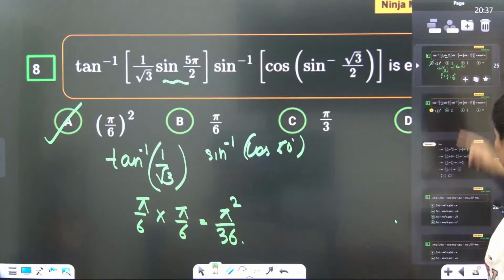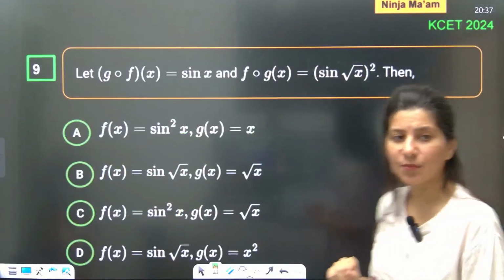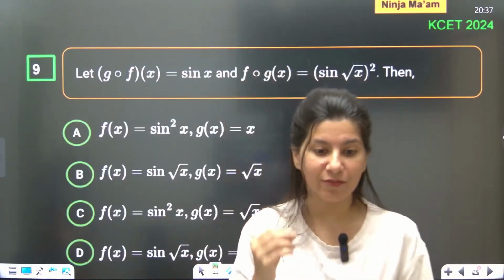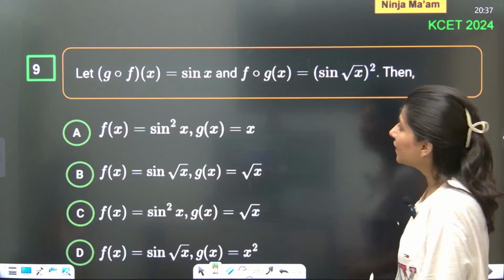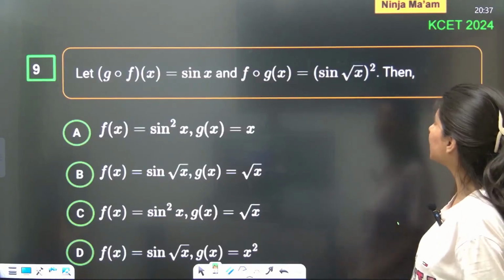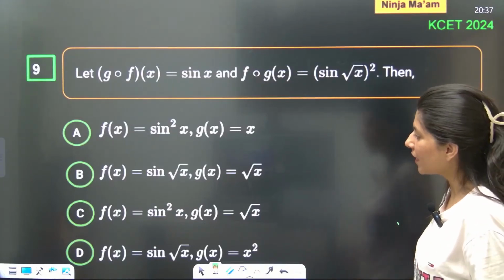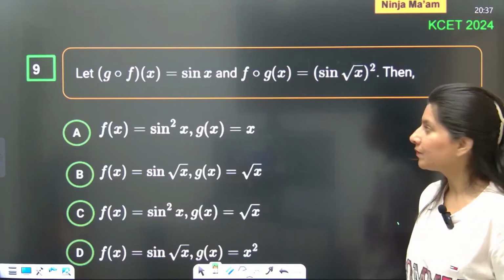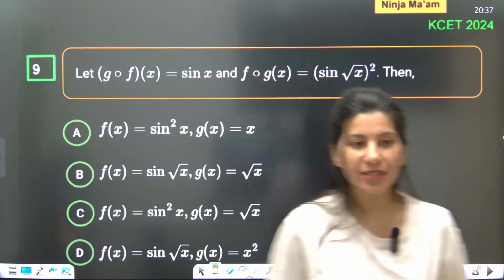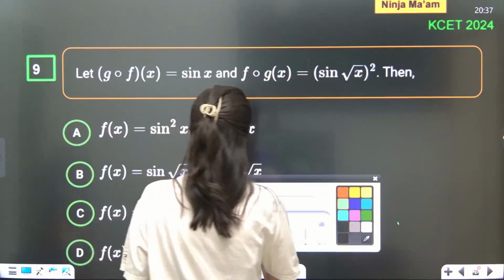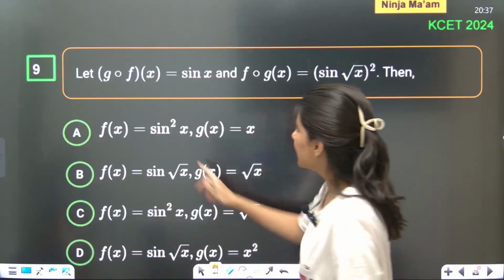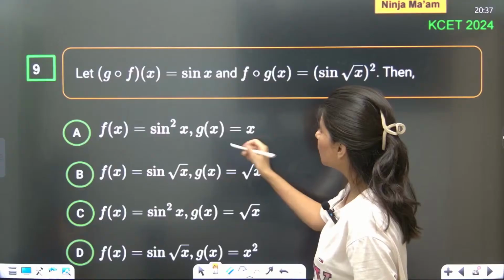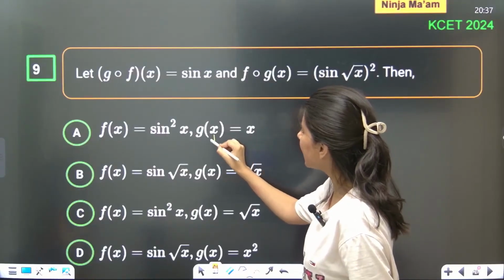Okay. Let us move on to the next problem, which is based on the composite function, which was asked in KCET 2024. Okay. So over here, gof x is given, fog x is given. Then they are talking about fx and gx. So what we need to do is go by options over here. Let's go by options, everybody. See, if fx is this, gx is this. Then gof x, how to calculate gof x? Just replace this x by f of x.